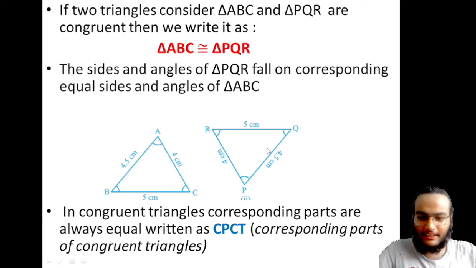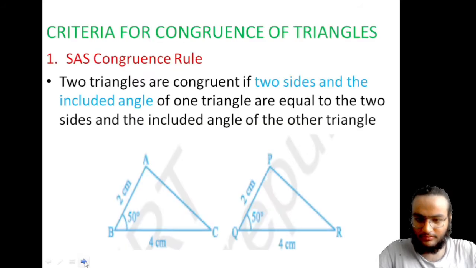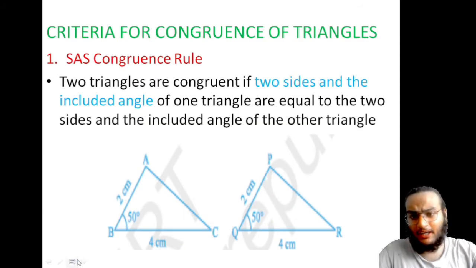Now, if two triangles are congruent, then their corresponding parts will always be equal. We write it as CPCT, that is, corresponding parts of congruent triangles. Let us check by which criteria we can prove congruence of triangles.